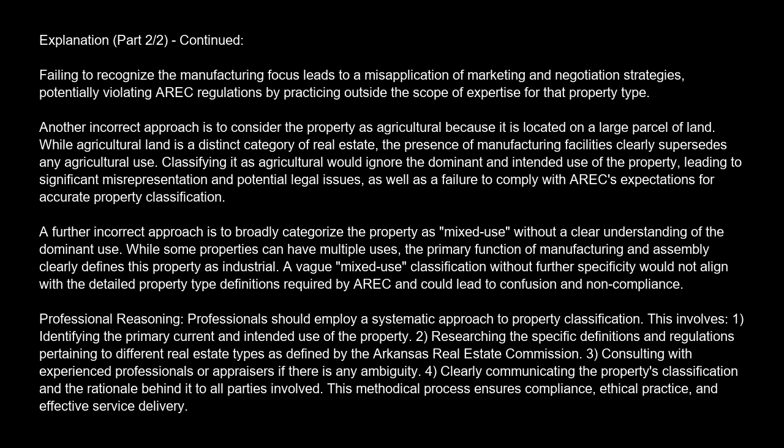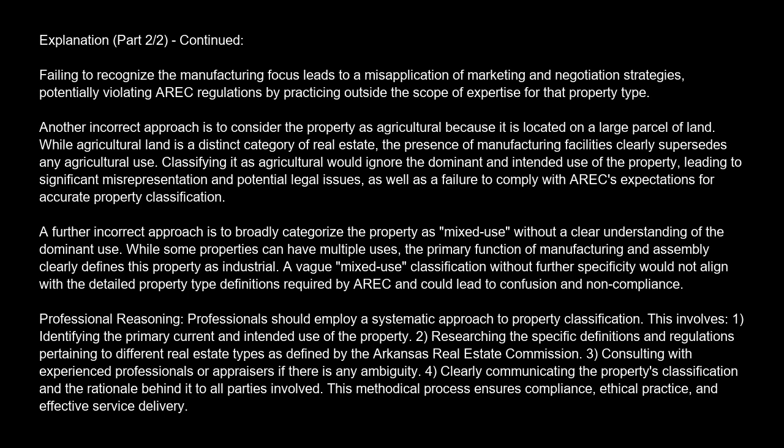Classifying it as agricultural would ignore the dominant and intended use of the property, leading to significant misrepresentation and potential legal issues, as well as a failure to comply with ARIC expectations for accurate property classification. A further incorrect approach is to broadly categorize the property as mixed use, without a clear understanding of the dominant use. While some properties can have multiple uses, the primary function of manufacturing and assembly clearly defines this property as industrial. A vague mixed-use classification without further specificity would not align with the detailed property type definitions required by ARIC, and could lead to confusion and noncompliance.